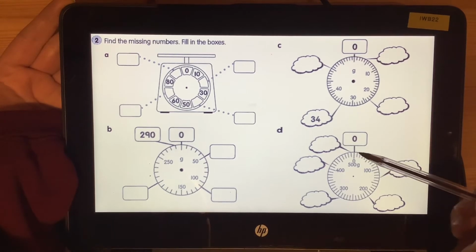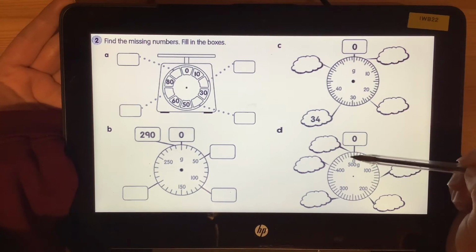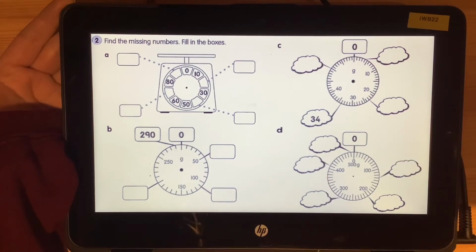Now lastly, I know that one whole lap of my scale is 500 grams, and this marker is 10 before, so I know this marker is 490.